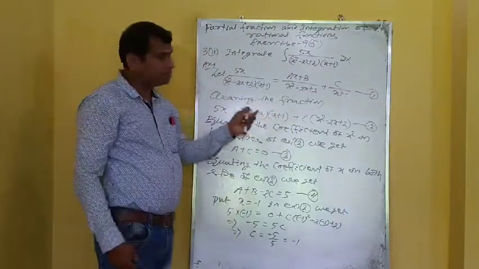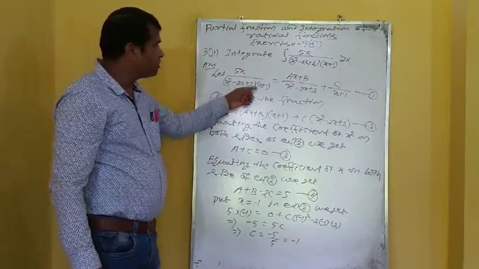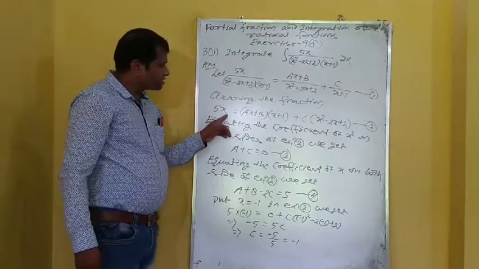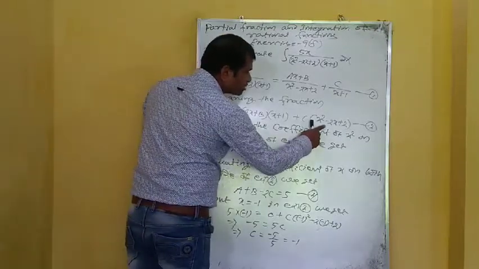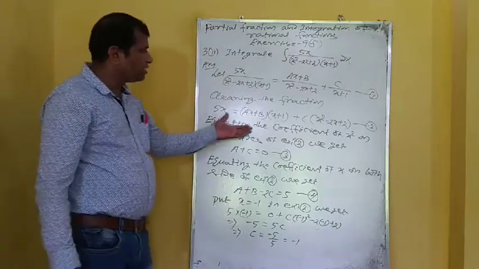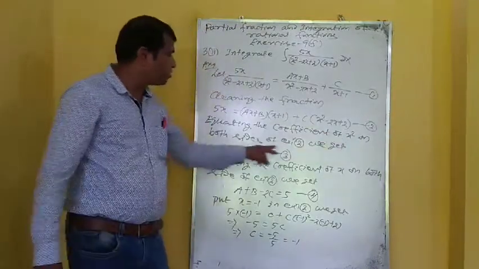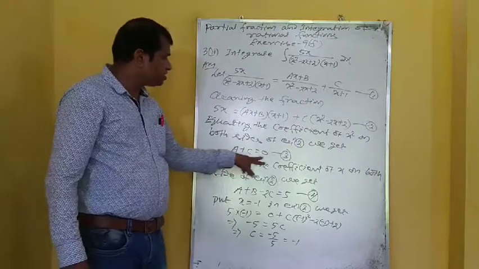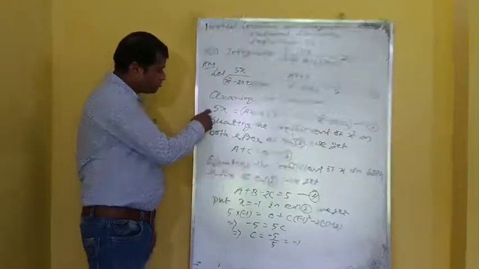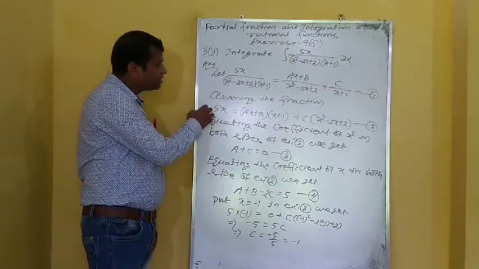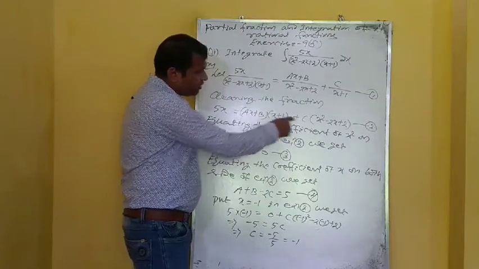Now clearing the fractions, that means we multiply both sides of equation 1 by (x² − 2x + 2)(x + 1). We get 5x = (ax + b)(x + 1) + c(x² − 2x + 2). Now equating the coefficient of x² on both sides of equation 2, we get a + c = 0. Here the x² term is absent on the left, so its coefficient is 0, and on the right the coefficient of x² is a + c.